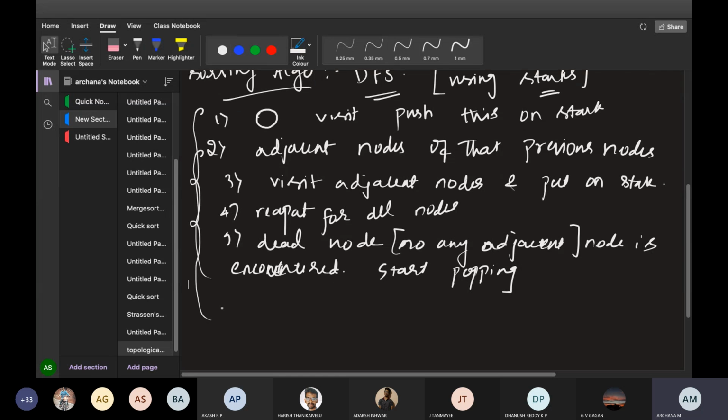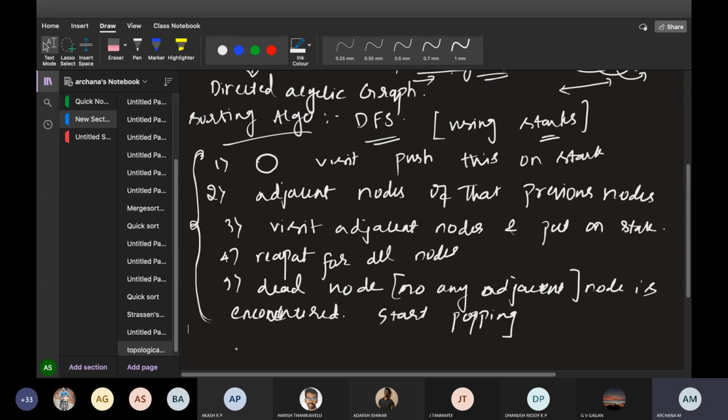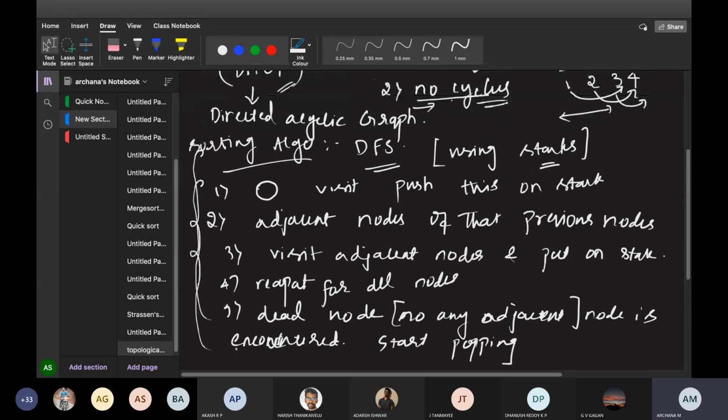Okay, first visit a node. After visiting a node, see whether any adjacent nodes are there for it. Once you visit a node, push that node onto the stack. See if any adjacent nodes are there, and visit those adjacent nodes also. Then put them onto the stack. Like this, repeat for all the nodes.